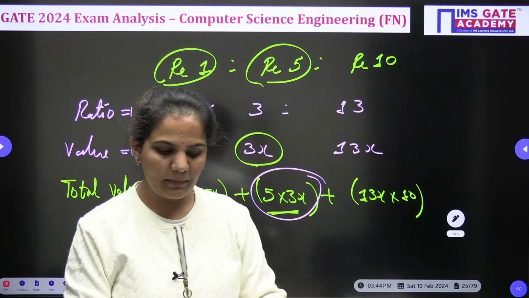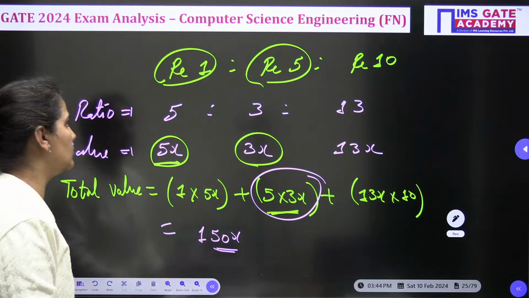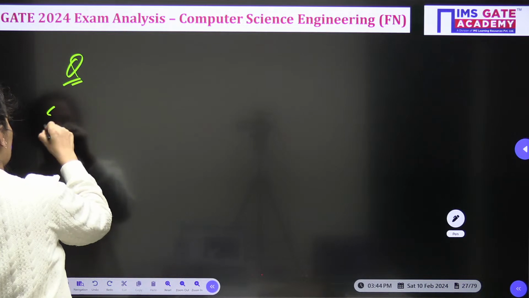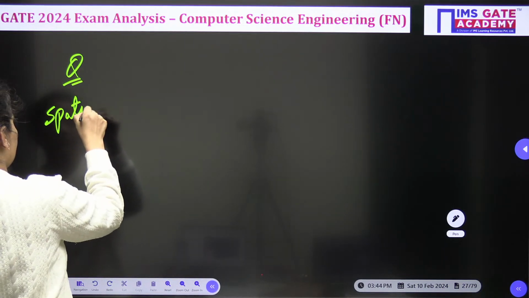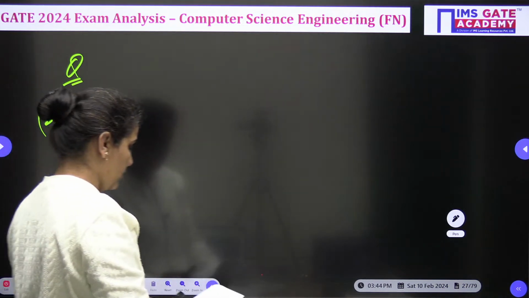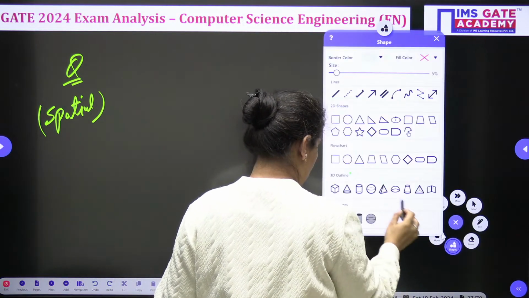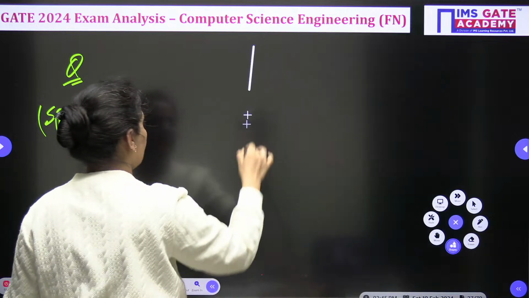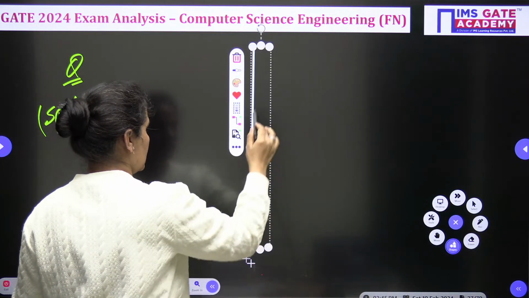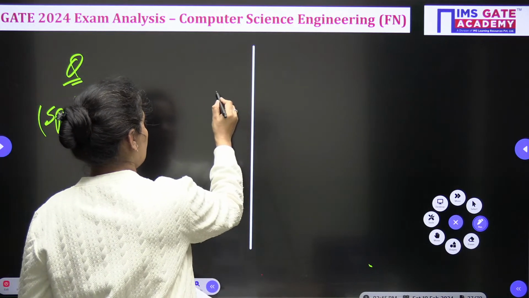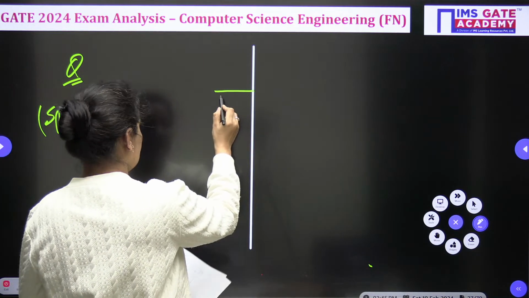All right. Now one simple question I am having from the spatial aptitude also. So let's see the question. This question is from the spatial aptitude. The question is talking about one straight line, let me draw. And here it's given to us some squares like this.